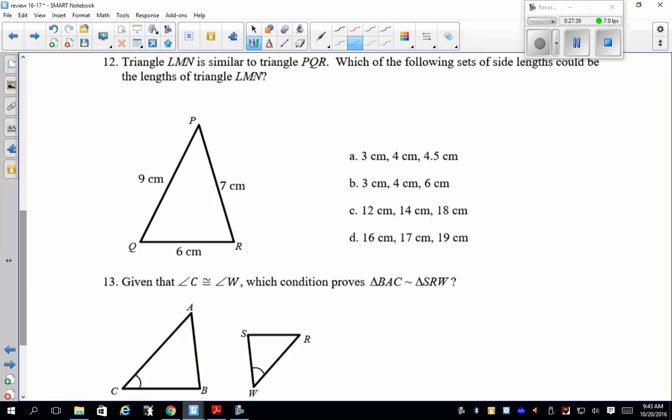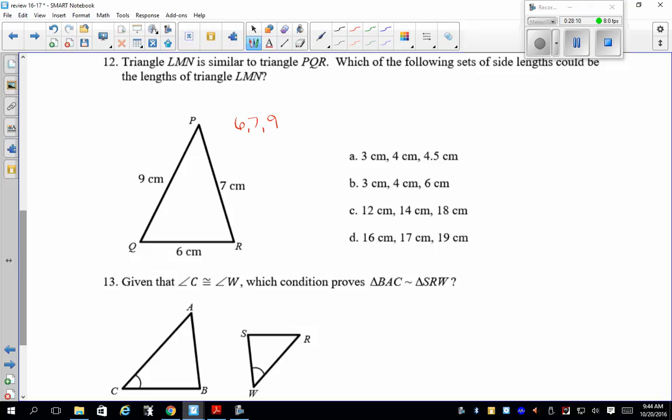Number 12, triangle LMN is similar to triangle PQR. Which of the following sets of side lengths could be the lengths of triangle LMN? So the sides from PQR, I'm going to list them from smallest to biggest, since that's what my choices are, all smallest to biggest. And I need to pick the choice that has the same ratio of the sides.